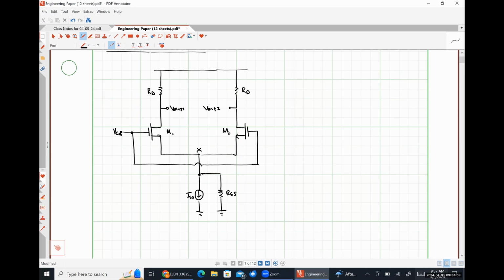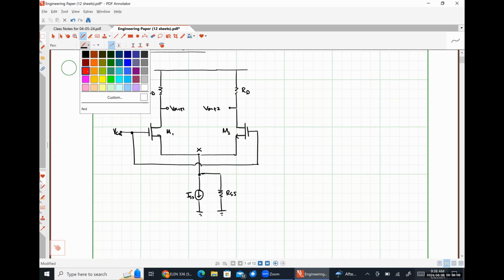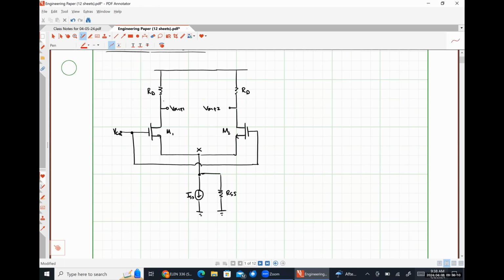So anytime that we're applying a common mode signal to our input terminals, we should see that there is a current ID1 and a current ID2 flowing through our transistors. For a common mode signal, ID1 and ID2 should be perfectly matched. They should be literally the exact same thing, right?